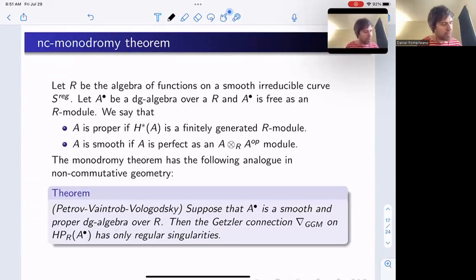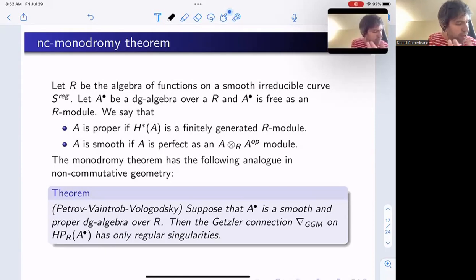Okay, so how are we going to do this anyway? What's the idea here? The idea is we're going to try to carry out this plan. If you go back to the proof on the B side, the main engine that was making it work was this classical fact of all these famous people, Grothendieck, Griffiths, Katz: the monodromy theorem for proper smooth families of algebraic varieties over a curve. Luckily for us, there's a non-commutative version of this, which was proved by Petrov, Vaintrob, and Vologodsky in a beautiful paper.